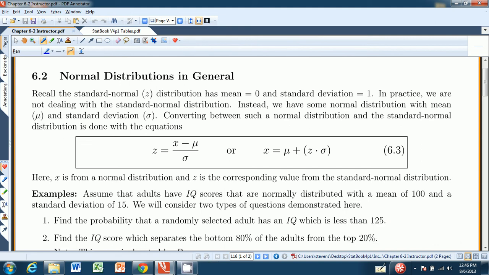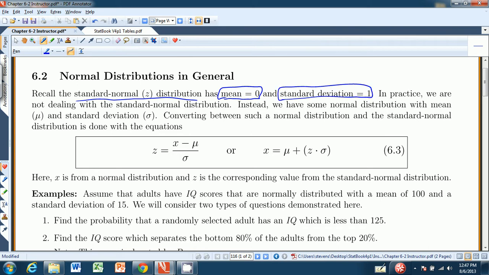Hello, welcome to Chapter 6.2 from Stevens' Introduction to Statistics, the Think and Do book. In this chapter, we're going to discuss normal distributions in general. In the last chapter, we talked about the standard normal distribution. And there was a particular type of normal distribution where the mean was 0 and the standard deviation was 1.